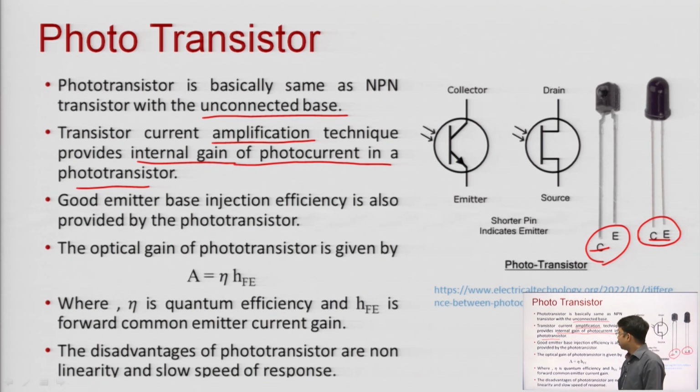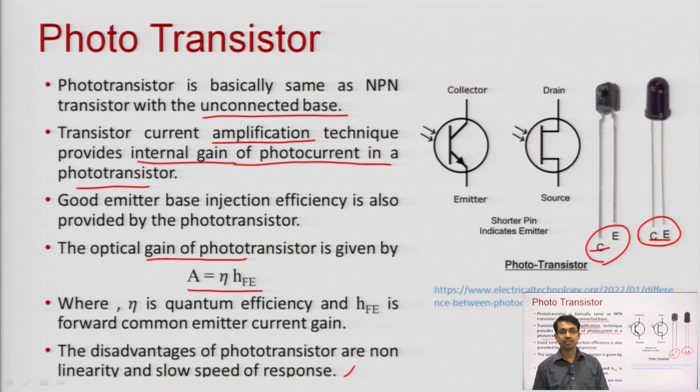Also, in a transistor, emitter base injection efficiency is good, and good emitter base injection efficiency is also provided by the phototransistor. Optical gain is given by eta into HFE. Eta is the quantum efficiency, and HFE, we know, is the forward common emitter current gain. What is the disadvantage? They are non-linear and have slow speed of response. This is the disadvantage of a phototransistor.